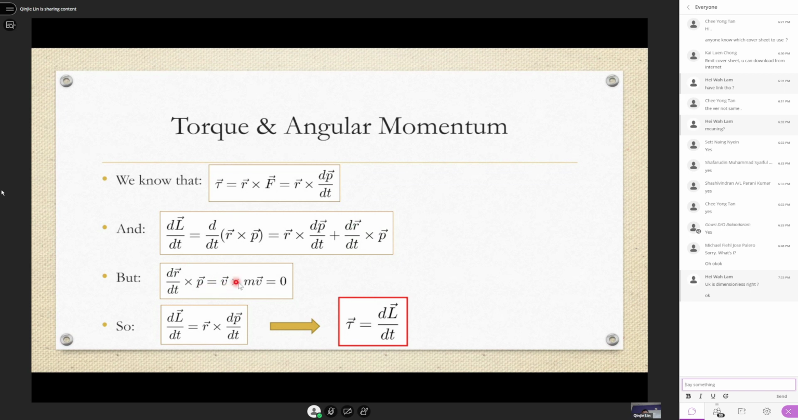And then momentum is your mv. So for something in the same direction, when they cross each other, you see there's a v here, there's also a v here. If you cross each other, it's going to be 0. So we know this whole term, dr over dt cross p, is actually 0. That means this whole equation will simplify to just r cross dp over dt, like this. And that will give you your tau equals dL over dt.